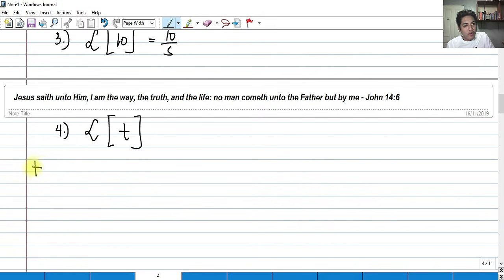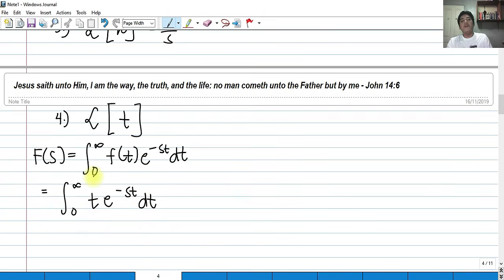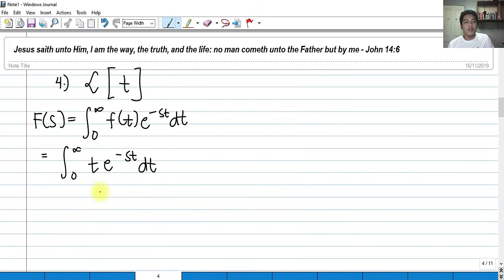Again, we're going back to our formula. F of s is now equal to the integral from 0 to infinity of f of t e raised to negative st dt. Our f of t here is simply t. So we have 0 to infinity t multiplied by e raised to negative st dt. So, in order for us to get the integral of this, we need to recall our integration by parts.